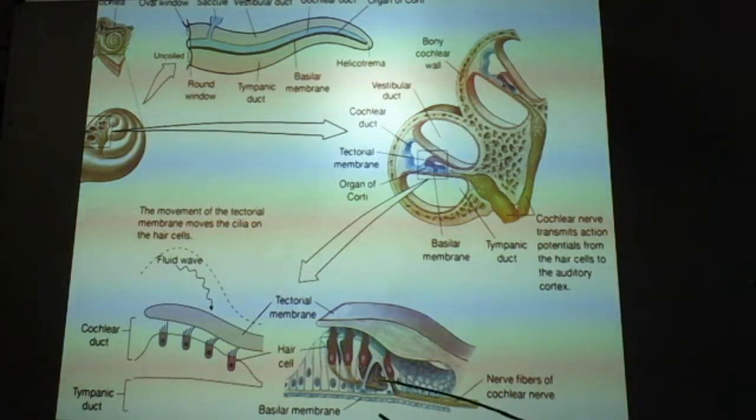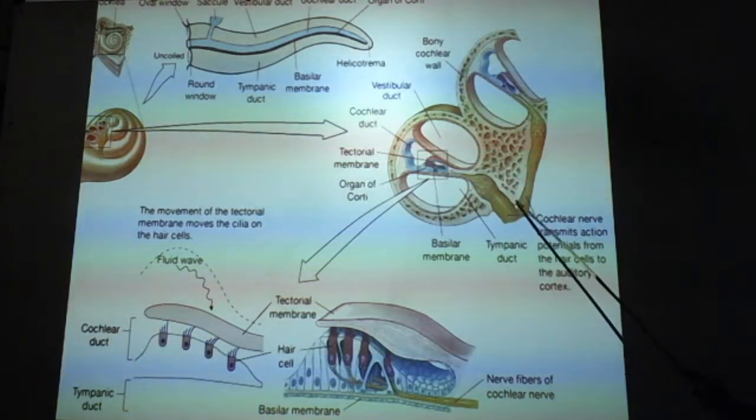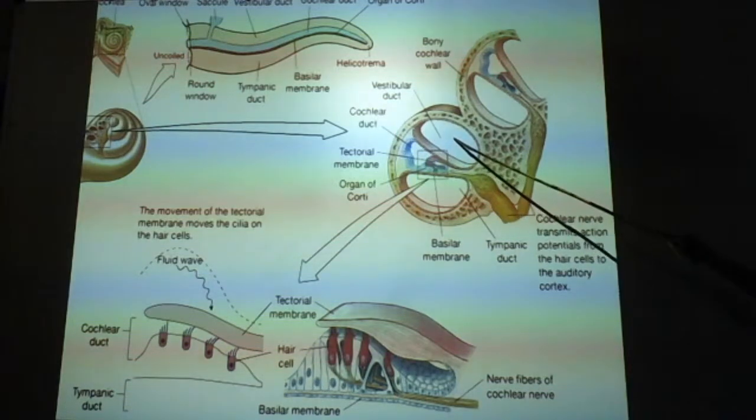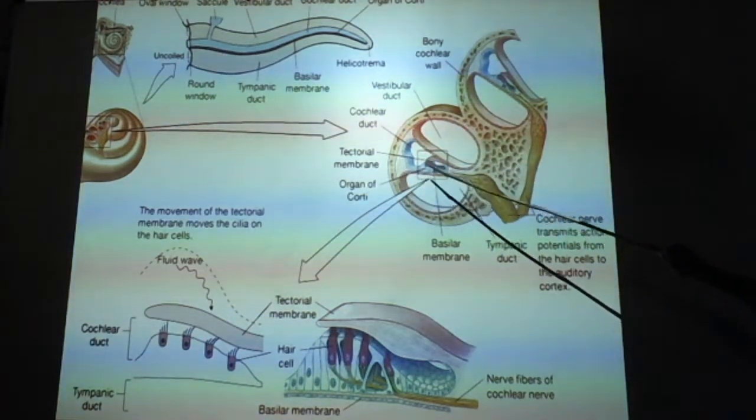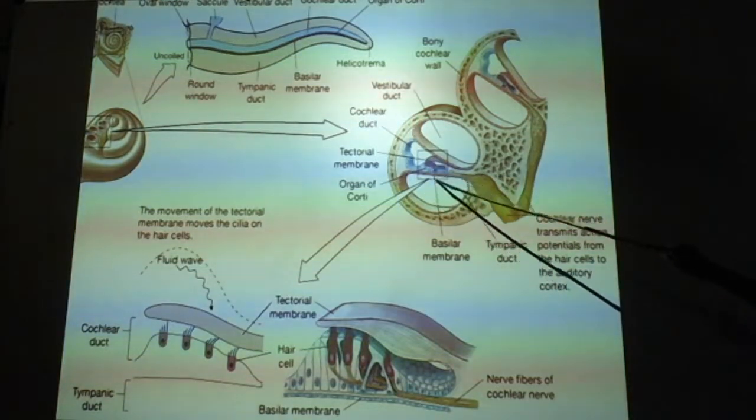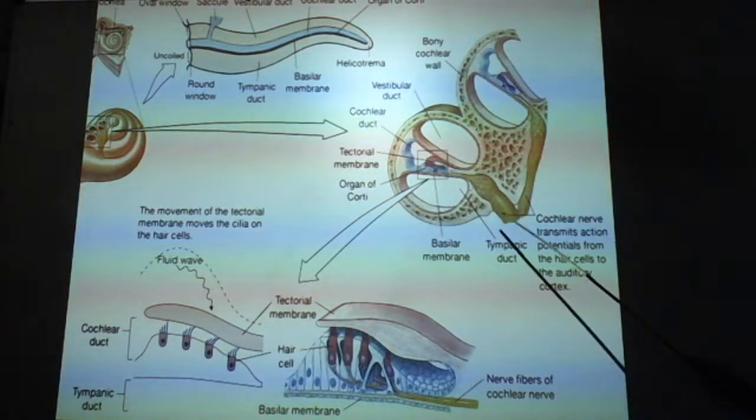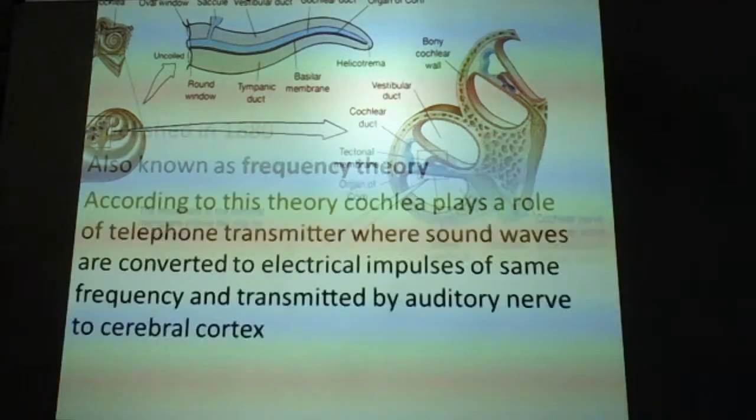So this is about the inner ear. See here, the cochlear nerve transmits action potentials from the hair cells to the auditory cortex. So the movement of the fluid which is present in scala vestibuli, scala media and scala tympani causes the movement of the basilar membrane, which in turn causes the movement of the inner hair cells. This is further carried on by the cochlear nerve, which transmits the action potentials from the hair cells to the auditory cortex, and that is the auditory pathway which we will be studying.